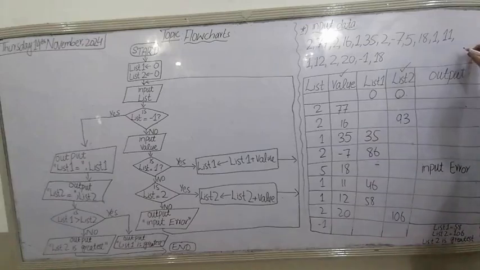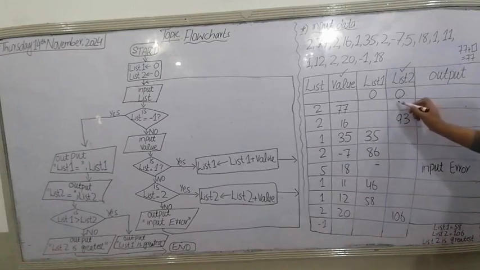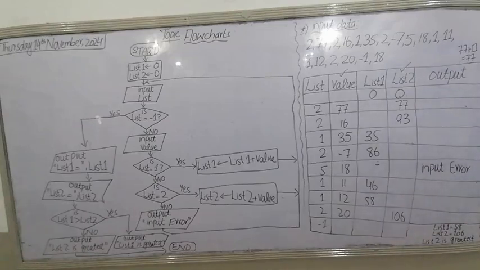It will be like that: 77 plus the empty box. So the answer will be 77, because there is no value stored in the variable list 2. After addition, we have to store the value in the variable called list 2. So 77 plus this empty box will be equal to 77. That is how the value will be stored in the variable called list 2.